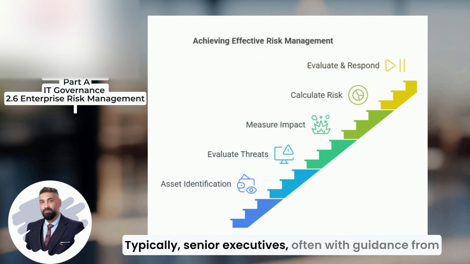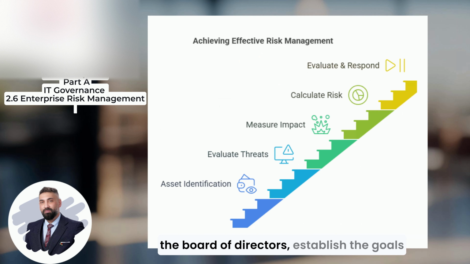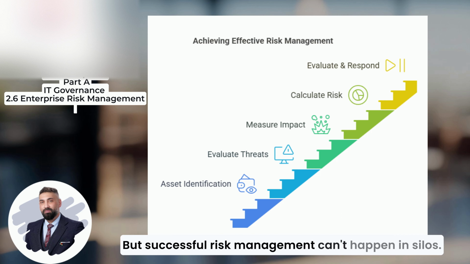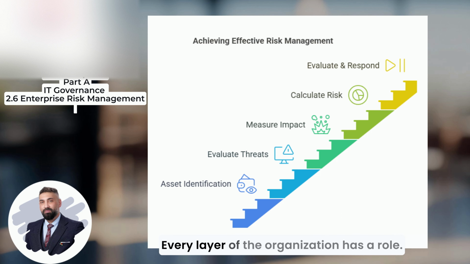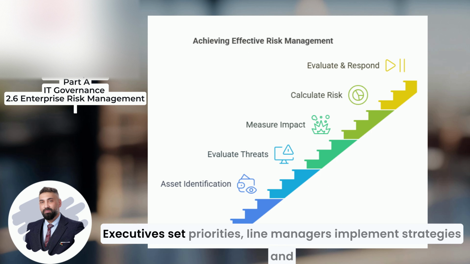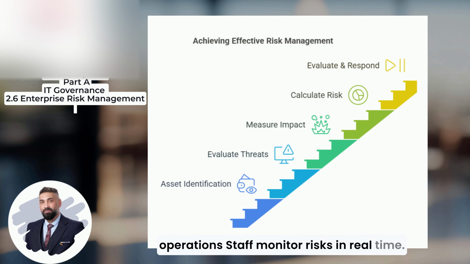Typically, senior executives, often with guidance from the board of directors, establish the goals and strategic direction for risk management. This ensures alignment between the program and broader business objectives. Assign responsibility. A dedicated team, often spearheaded by a risk management committee, must take ownership of the program. But successful risk management can't happen in silos. Every layer of the organization has a role. Executives set priorities, line managers implement strategies, and operations staff monitor risks in real time. Collaboration is key to identifying risks and crafting appropriate strategies to tackle them.